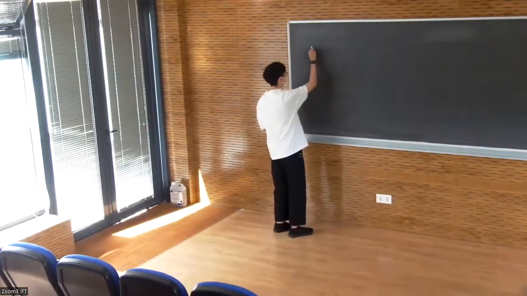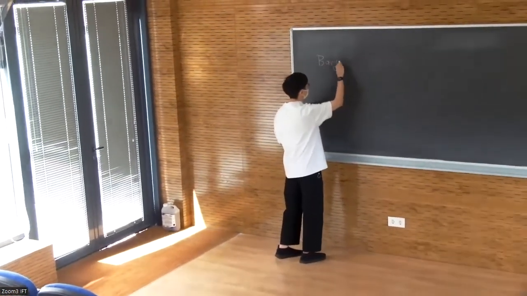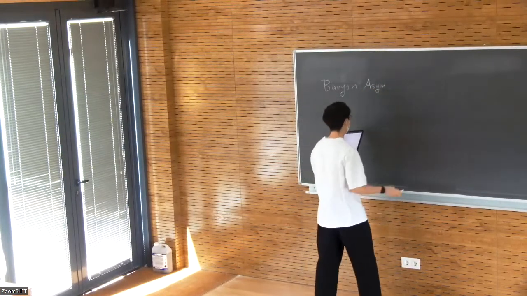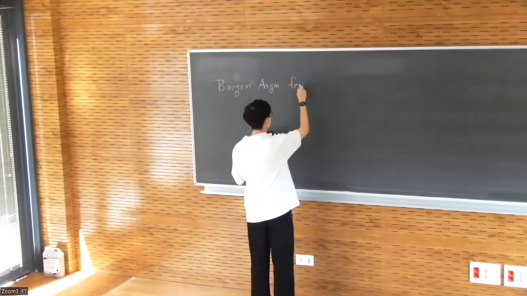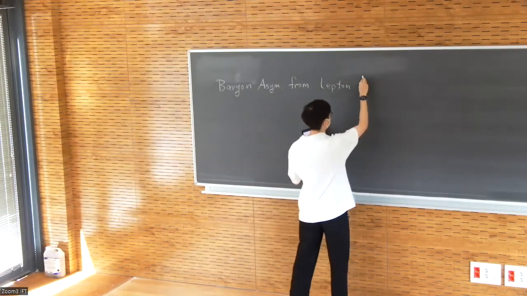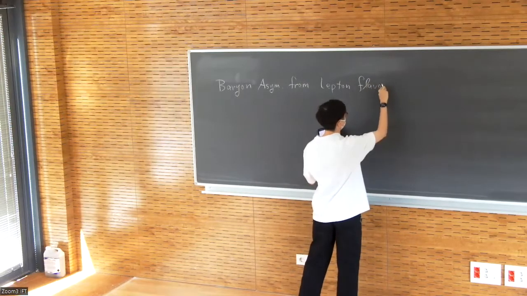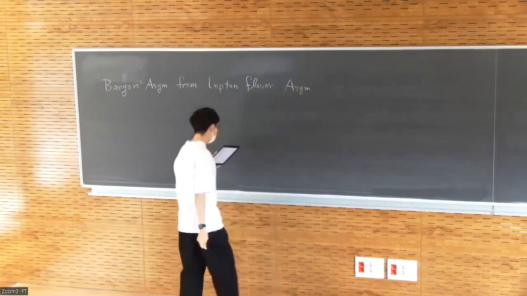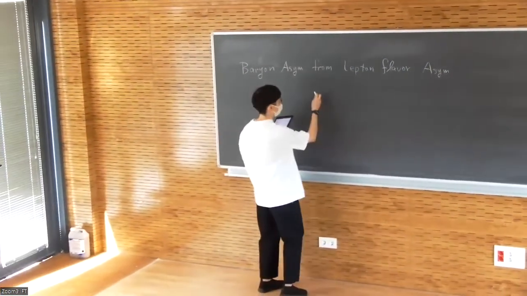Okay, my topic would be the relation between baryon asymmetry and lepton flavor asymmetry. And this talk is based on two papers, basically.